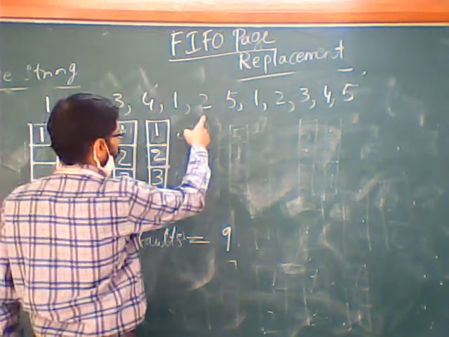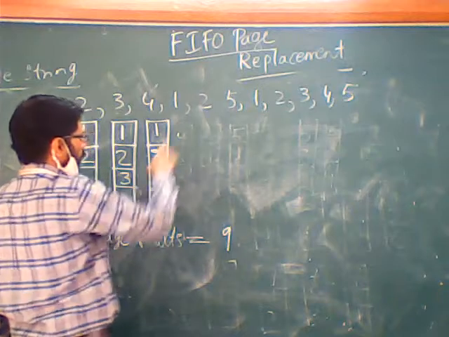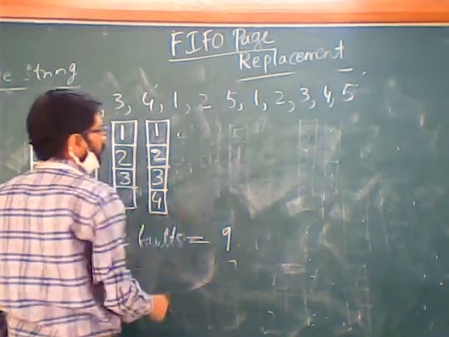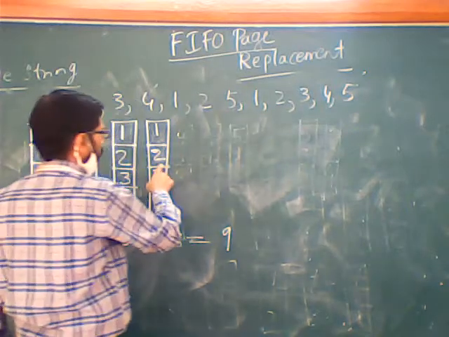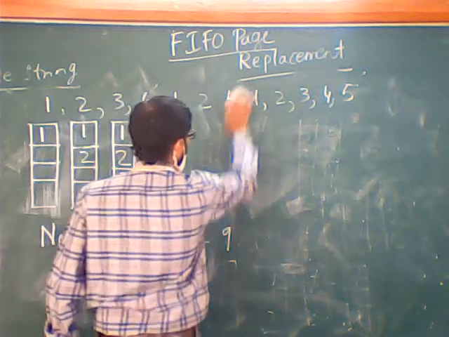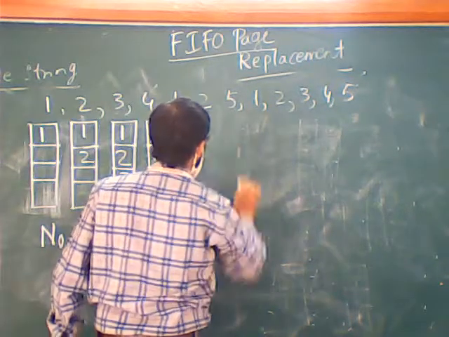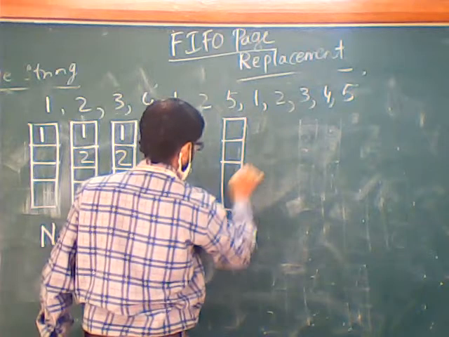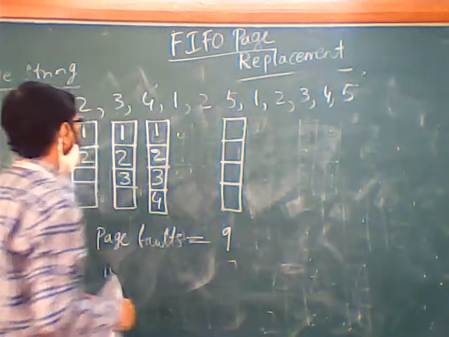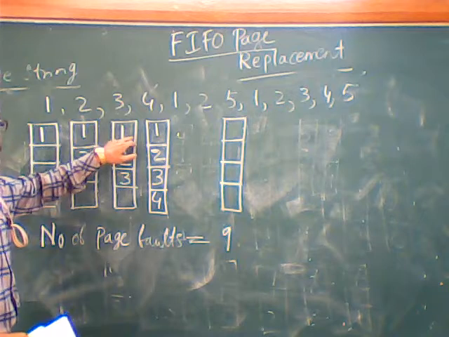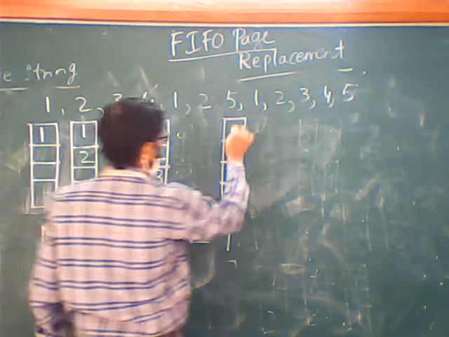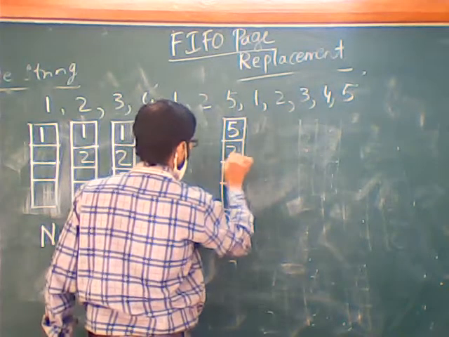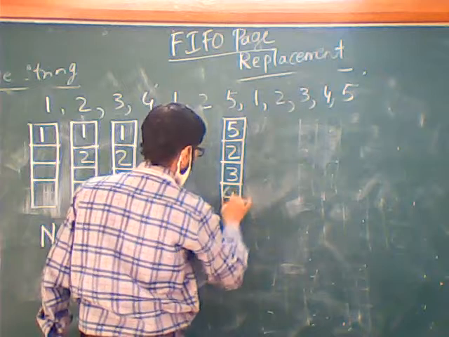Next we are referring to 2. 2 is also available. No need to change it. Next for 5. Is 5 available? No. So we need to replace 5 with the page you are going to change, 1. So it will be 5, 2, 3, 4.